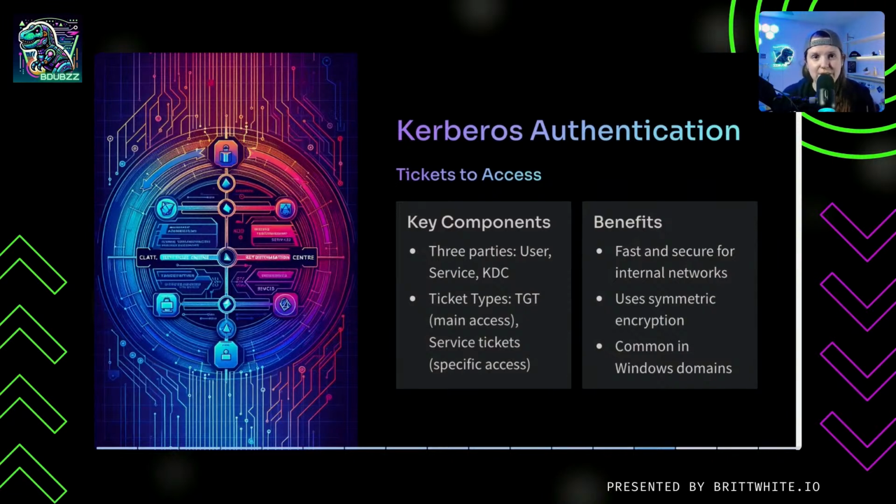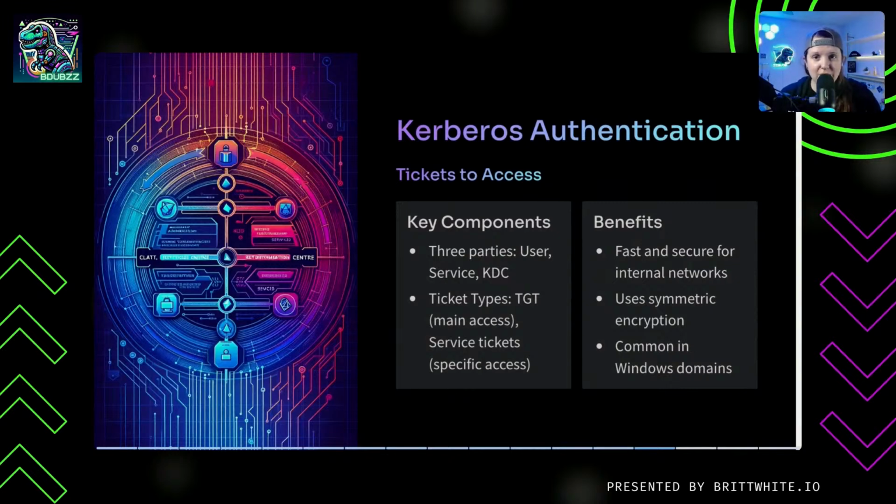Kerberos is great for internal networks because it's fast and secure, using symmetric encryption to protect the tickets. It's widely used in Windows domains for seamless authentication across multiple services. However, since it's complex to set up, it's mostly found in controlled environments like corporate networks.